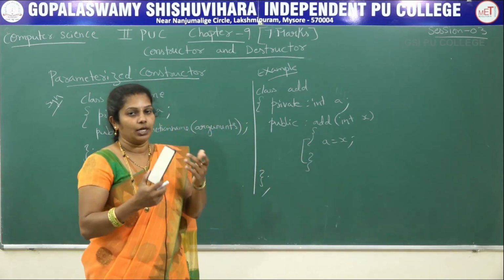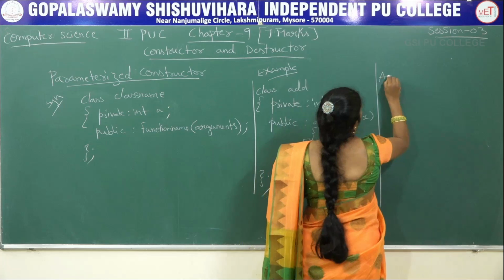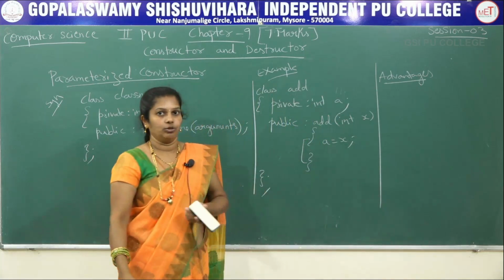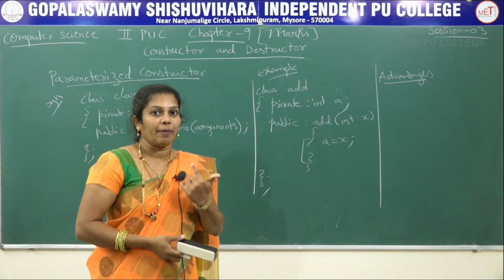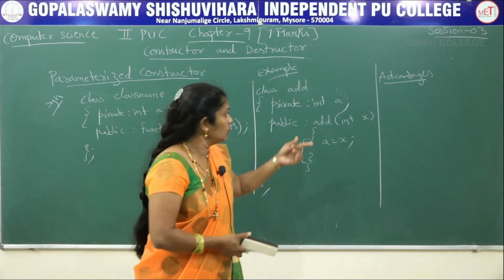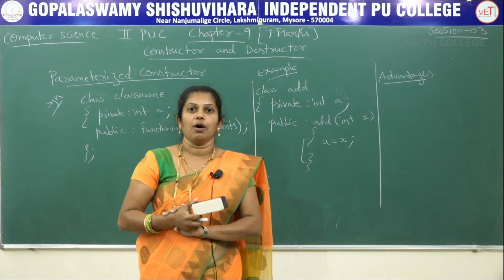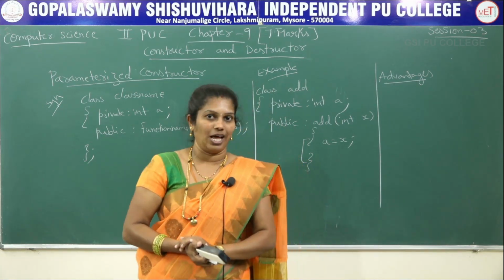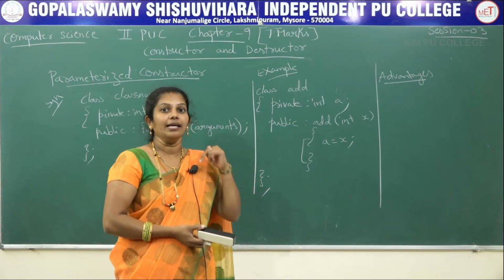In this also we have several advantages as well as disadvantages. When we come to advantages, here we are able to initialize the object of a class automatically, and it can be overloaded. This parameterized constructor can be overloaded, and in this we are able to send the arguments from the main program to the subprogram. In this we are able to perform a few operations, and for each object we are able to initialize different sets of values.